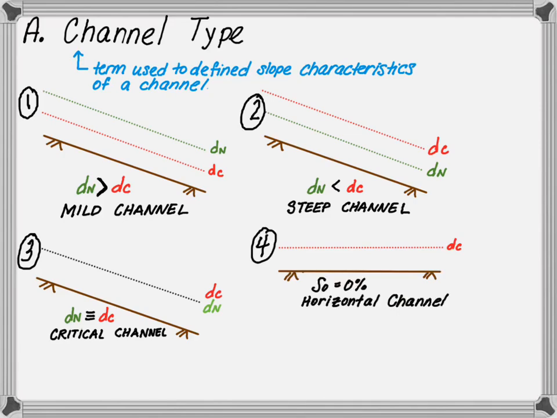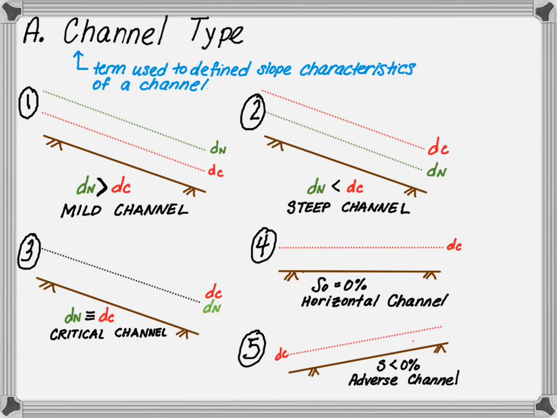Channels that have a slope equal to 0 are defined as a horizontal channel, and a normal depth cannot be determined because in the Manning's equation, a slope raised to the 1/2 power of 0 would result in no flow. And fifth, a channel that has a slope less than 0 would be an adverse channel. You'd be able to calculate the critical depth, but the normal depth cannot be determined because a negative slope raised to the 1/2 power in the Manning's equation would result in an imaginary root.